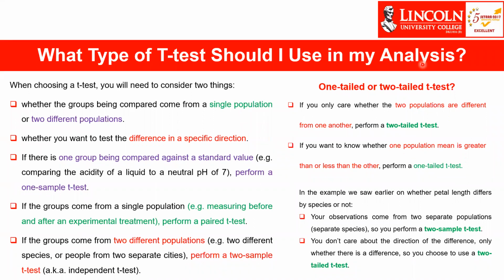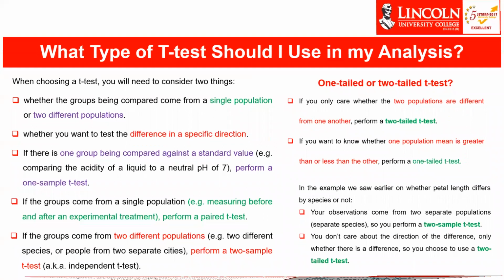So in the example given two slides ago, on the issue of petal length, whether petal length differs by species or not, your observation comes from two separate populations, that's separate species. So you perform a two sample t-test in that case. And you don't care about the direction of the difference, only whether there is a difference or not. So you choose to use a two-tail t-test. I'm going to give an example now so you understand this better.